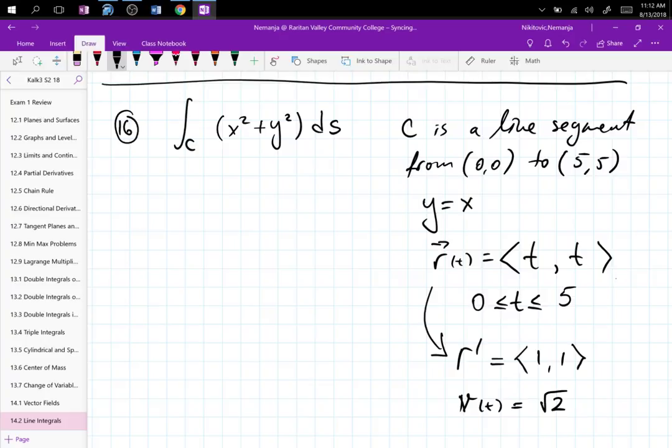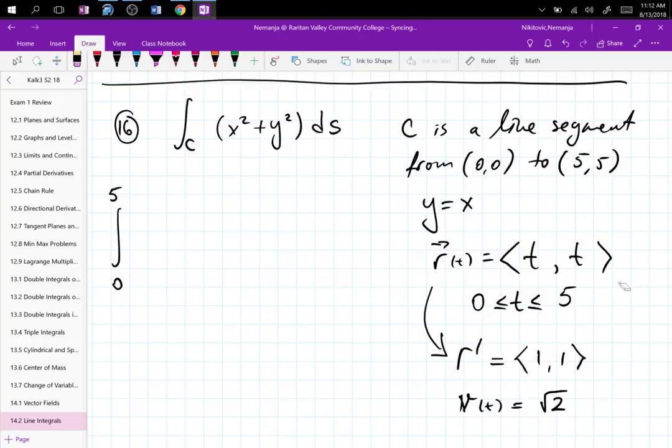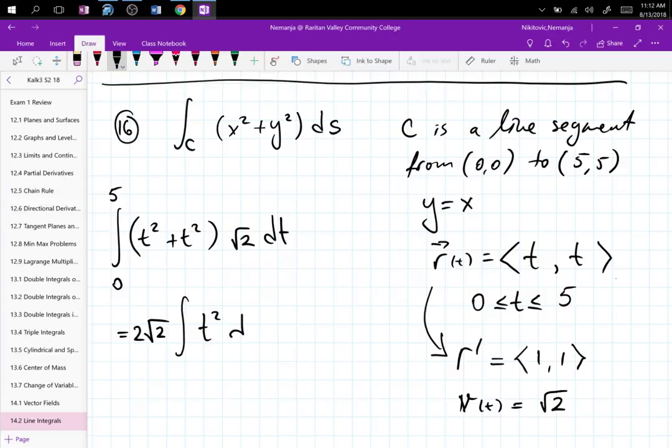So now I have integral 0 to 5, that's from the limits of t to get the line segment from 0, 0 to 5, 5. Then I have x squared. Well, x is t, so I have t squared plus another t squared. And then I have the speed, which is root 2, and then I have dt. Kick 2 root 2 outside. We are integrating t squared dt. Right, t squared plus t squared is 2t squared. So 2 root 2 I'm kicking outside.